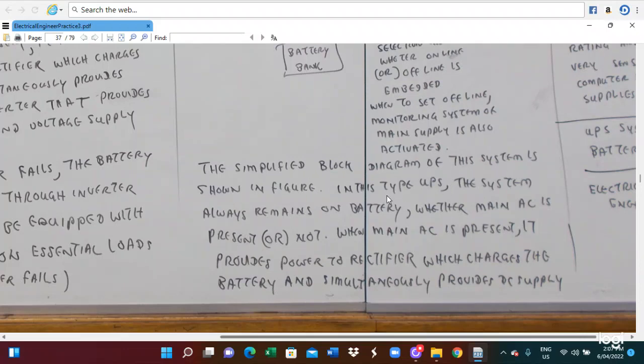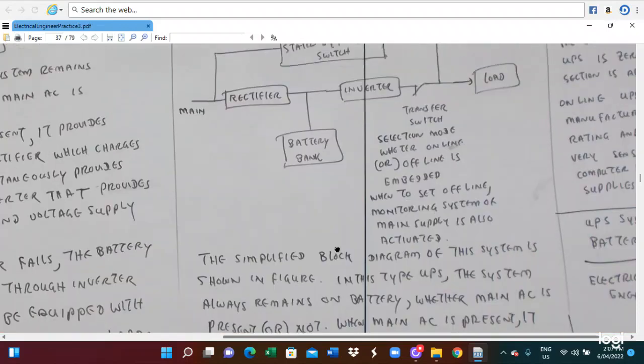In this type of UPS, the system always remains on the battery, whether main AC is present or not. When the main AC is present, it provides power to the rectifier, which charges the battery and simultaneously provides the DC supply.